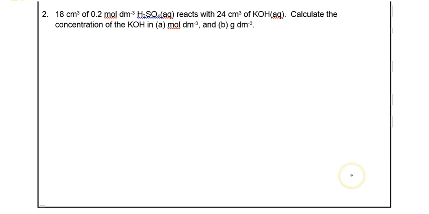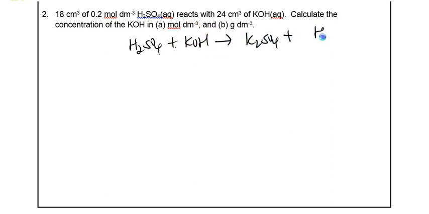Question number 2. Again, this is an acid-base reaction. So step 1, we have the equation out first. H2SO4 plus KOH gives me K2SO4 plus H2O. Balance the equation. And what can I count?